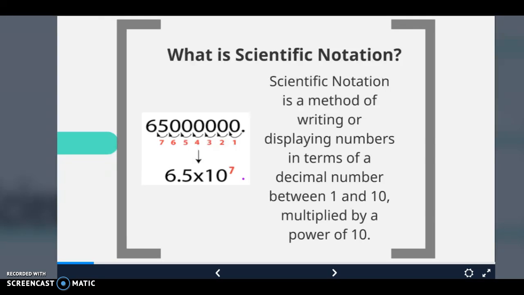Today we're going to learn about scientific notation. This is a great practical example of how you're going to use exponents in your life. But what is scientific notation?